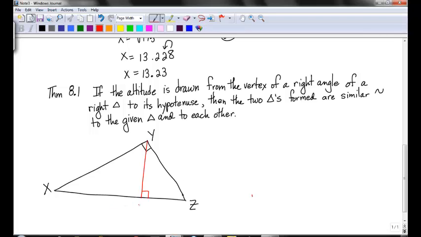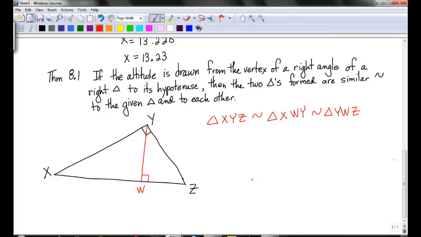So label this point W. The similar triangles are triangle XYZ, the original, which is similar, and it has to be in the right order, to triangle XWY, because you have to pay attention to where the right angle is, and triangle YWZ, in that order. Triangle XYZ is similar to triangle XWY, and it's similar to triangle YWZ.